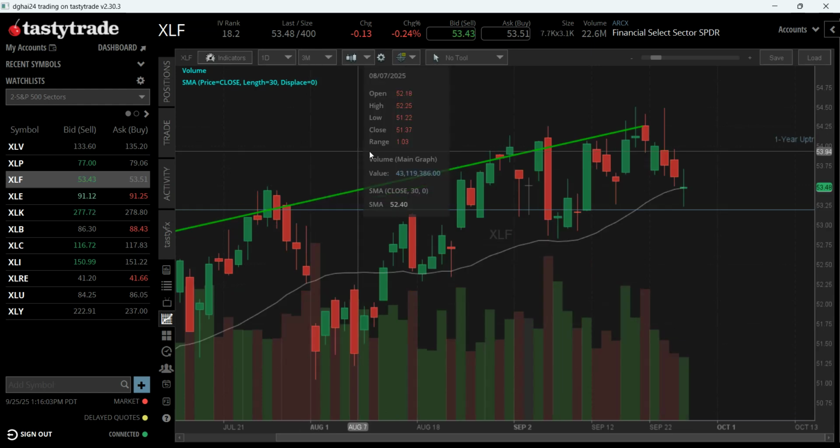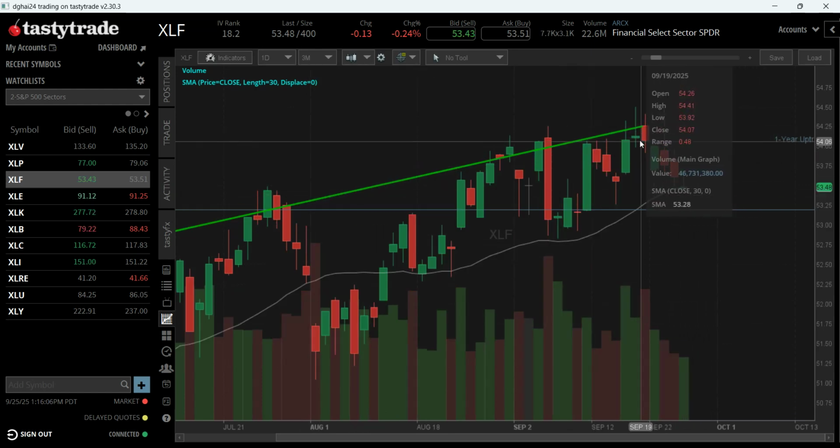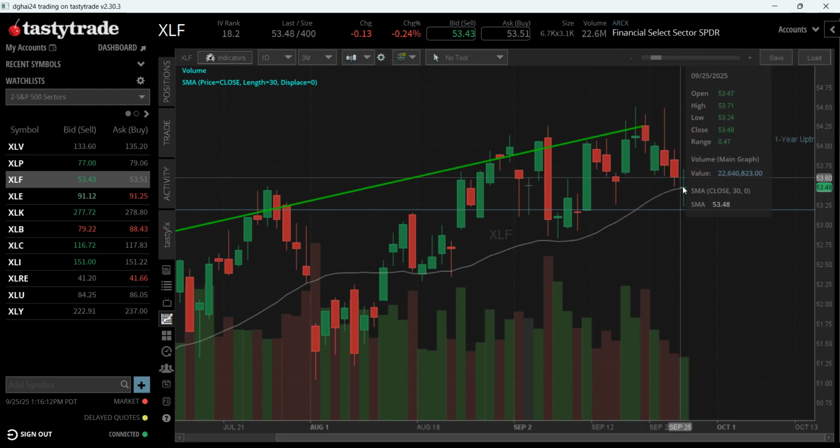Financial, strong. That's a bull flag setup. It made a new high close here on September 18th. Went sideways 2 days, pulled back. So that's basically a 2 to 5 day pullback. That's what we look for.